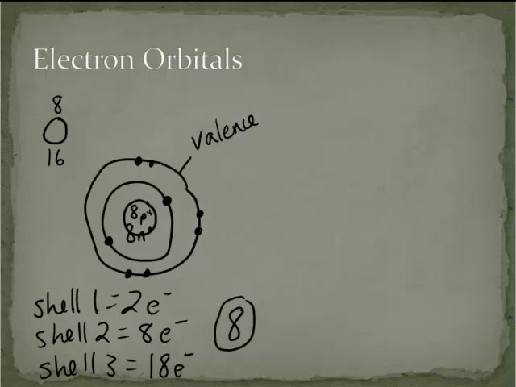Let me give you another example now, and I want you to draw what this atom is going to look like and where the electrons would be situated around this atom. So chlorine has an atomic number of 17 and a mass number of 35. Pause the recording, figure out how the electrons are going to be situated around this atom.